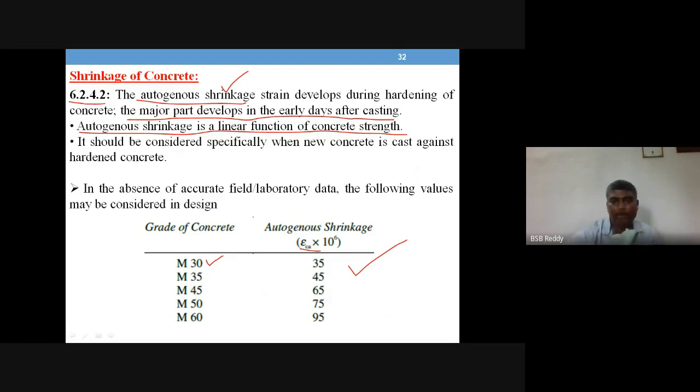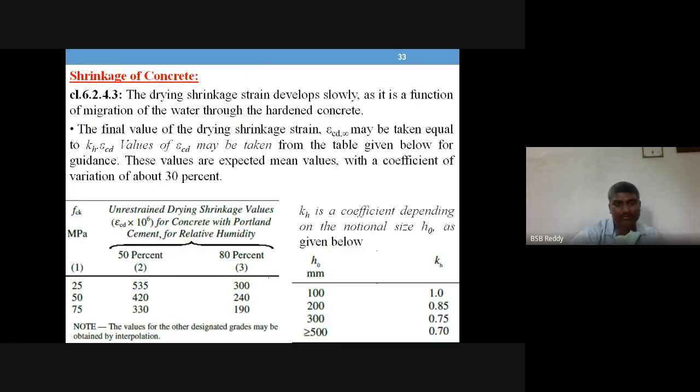Okay, in terms of grade of concrete, as it varies with the grade of concrete. So for M60 it is 95. As it said, it varies linearly. You can even estimate for M70, M80 also with the extrapolation. Okay, the values that you require, in the absence of any data, you just extrapolate these values for even M80 grade also.